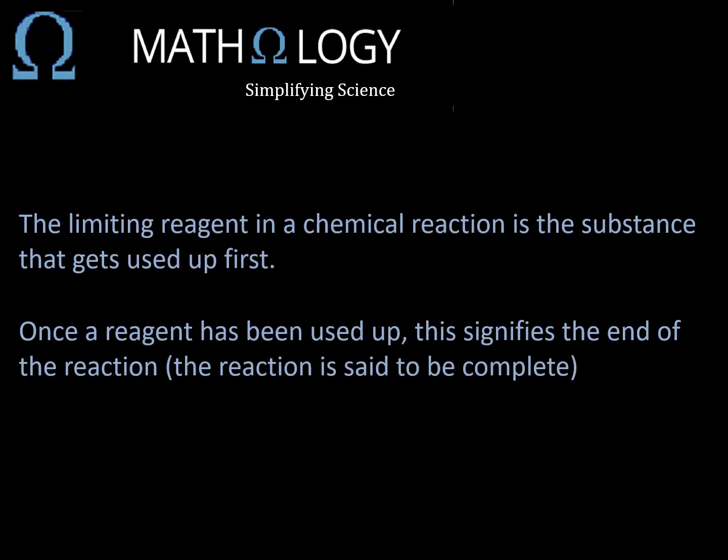The limiting reagent in a chemical reaction is the substance that gets used up first. Once a particular reagent has been used up, it stands to reason that the reaction is complete, as there is nothing left of that reagent to react with the other reactant.